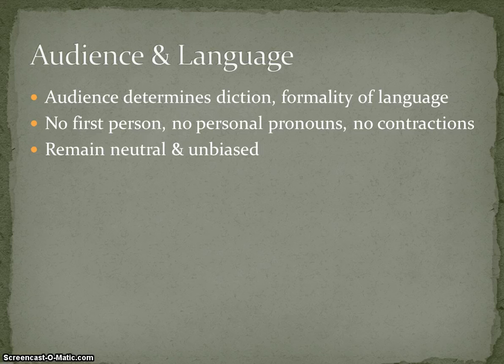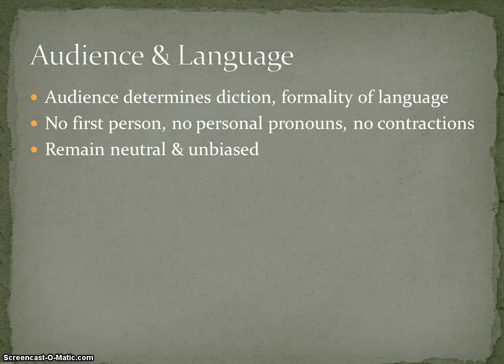So again, your audience is determining your diction, so it's determining your formality of language. So be sure that you're doing these things and keeping your language formal in your research paper, because you're speaking to individuals that you don't really know very well, so it's a formal situation. And these are also very highly educated individuals, and so the language should be elevated this time around. So because you're speaking to highly educated individuals, you want to speak with the highly educated voice that you possess yourself. You also want to be certain that you're remaining neutral and unbiased.